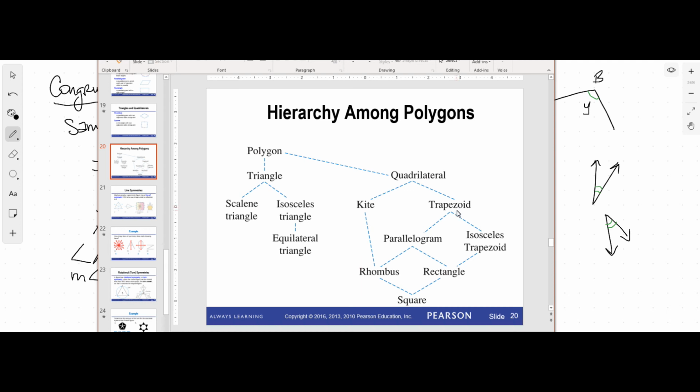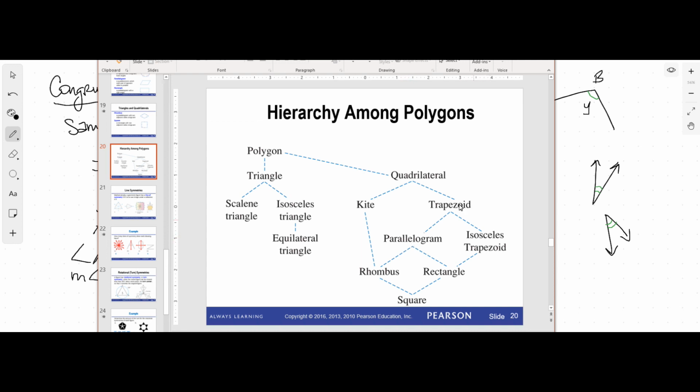And I don't like the way your textbook does this, because it says at least one pair. I've never seen any other textbook say that. Most of them will say trapezoids only have one pair of parallel sides. I don't know why your textbook thinks that it's at least. And the thing is that if it's only one pair, then parallelograms are totally separate. But your textbook says parallelogram is a type of trapezoid, because this one has two pairs of parallel sides.